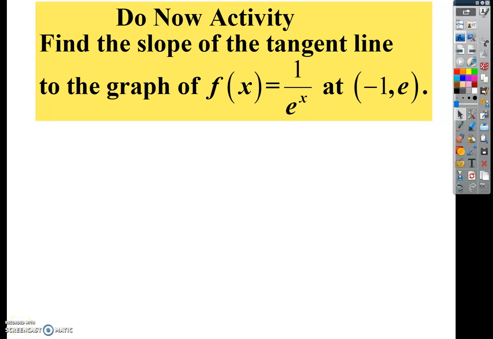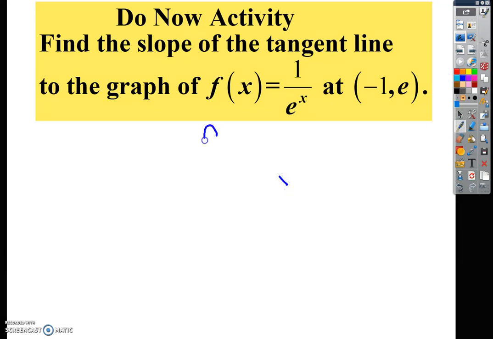So we got a peek at this one in the last video. This is where we're going to start, so see if you can figure it out. If we want to know the slope of the tangent line, that means we need the derivative evaluated at the point. So how do we take the derivative of this? The first thing I would do is rewrite it.